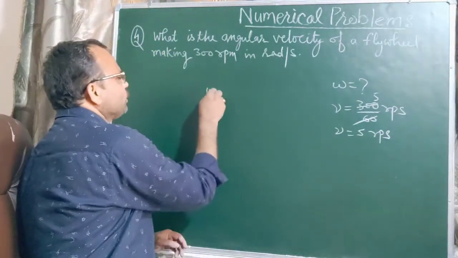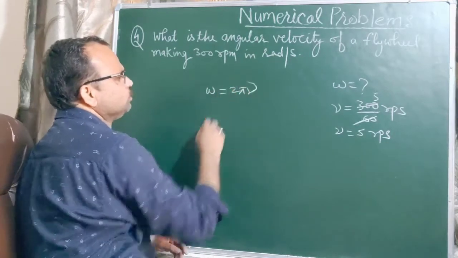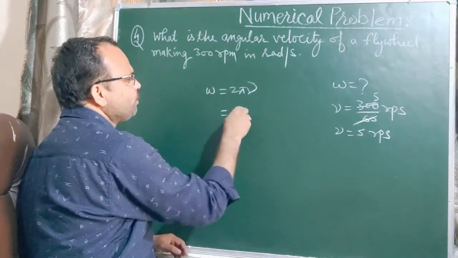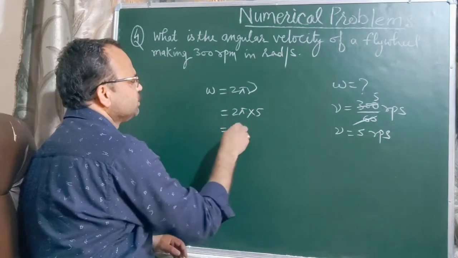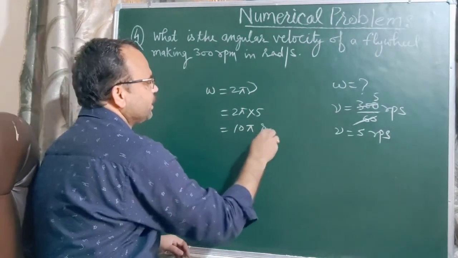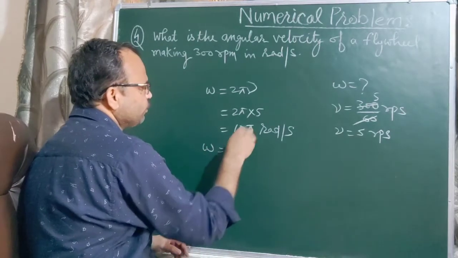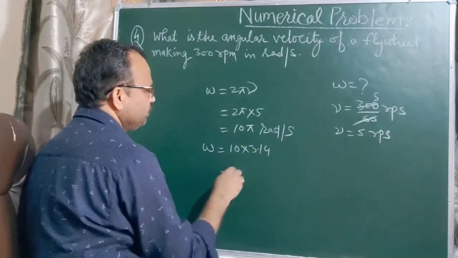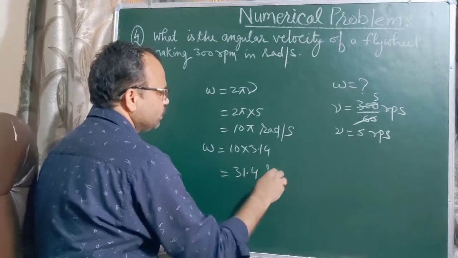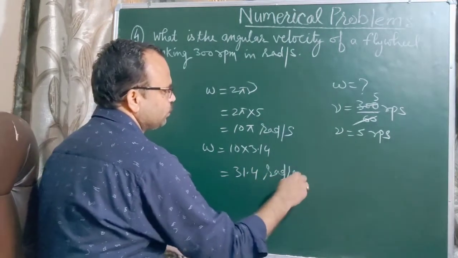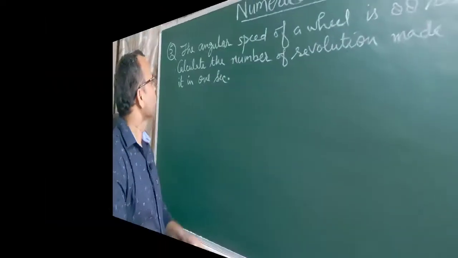So as we know that omega equals 2 pi nu. Now put the value of nu: 2 pi into 5 means 10 pi radian per second, or with the value of pi as 3.14, it will be 31.4 radian per second. Okay, both answers. Now look at one more problem.